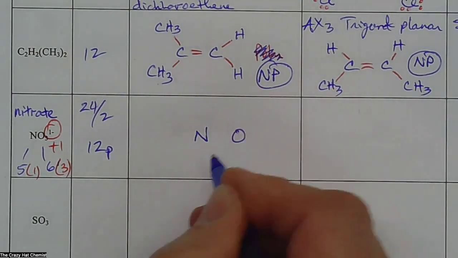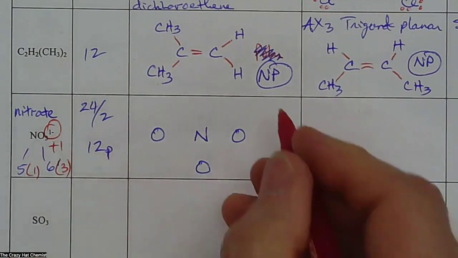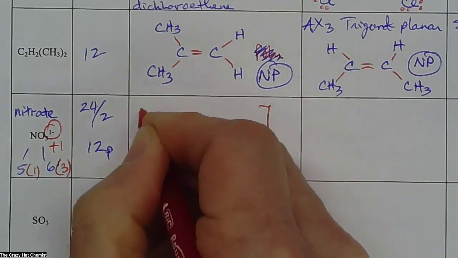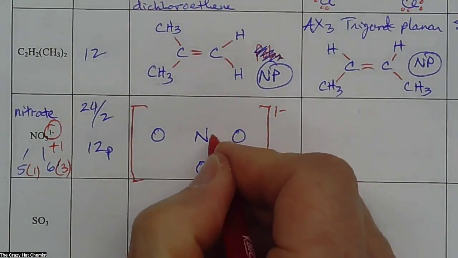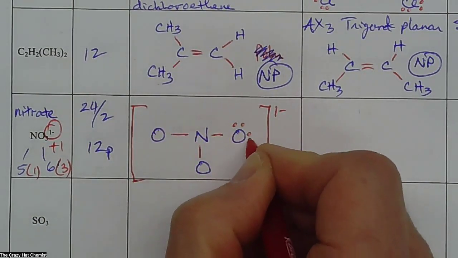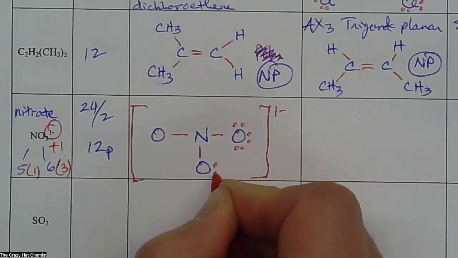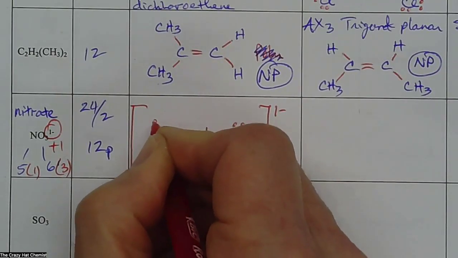We're going to do an oxygen, an oxygen, an oxygen. Notice that this is an ion, so we need these brackets around this and that 1 minus charge up there, like that. We're going to do 1, 2, 3, 4, 5, 6, 7, 8, 9, 10, 11, and 12.